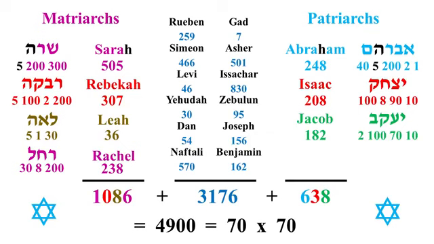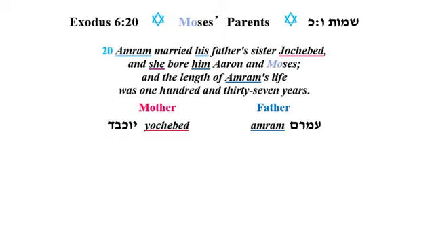Let's jump ahead. Exodus 6, verse 20. It says, Amram married his father's sister Jochebed, and she bore him Aaron and Moses. And the length of Amram's life was 137 years. We've talked about, if you've watched our math video, math part 1, that 137 is God's special number, and it shows up everywhere. But there's Amram's age, 137. And notice that Amram begins with an ayin. Ayin, mem, resh, mem.